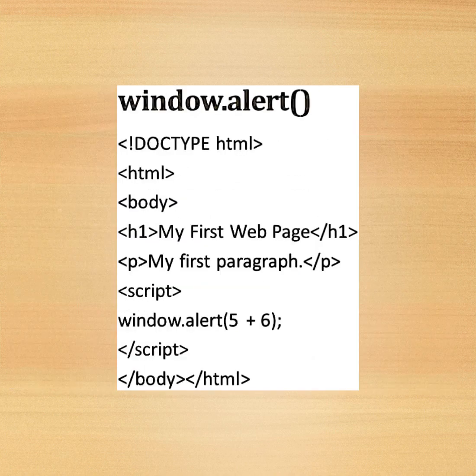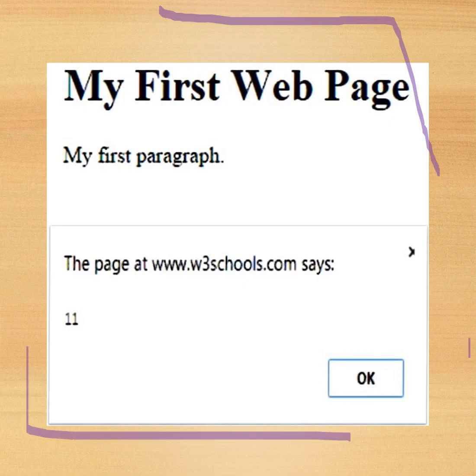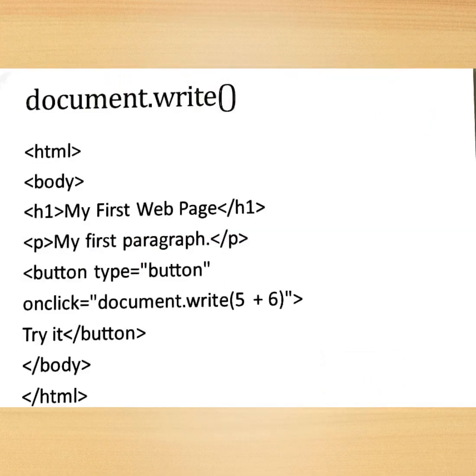Okay. So next we have window.alert. This is a small snippet for it, and this is how the output looks. Okay, so let's move on to the next slide. And this is another snippet.